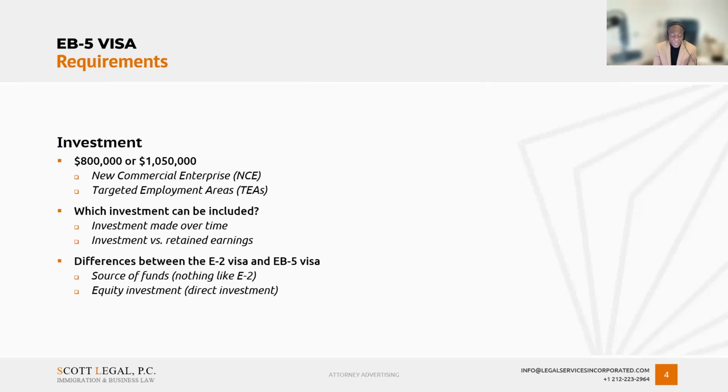The investment does have to be an equity investment, so you can't just loan the new commercial enterprise money. It can be any type of investment. It can be shares, membership units, or limited partnership, and there's no requirement for how much you own. The E2 does have the requirement that you own at least 50% if you're getting the investor visa, but the EB-5 doesn't have that requirement. It can be even a fraction of the share that you own.